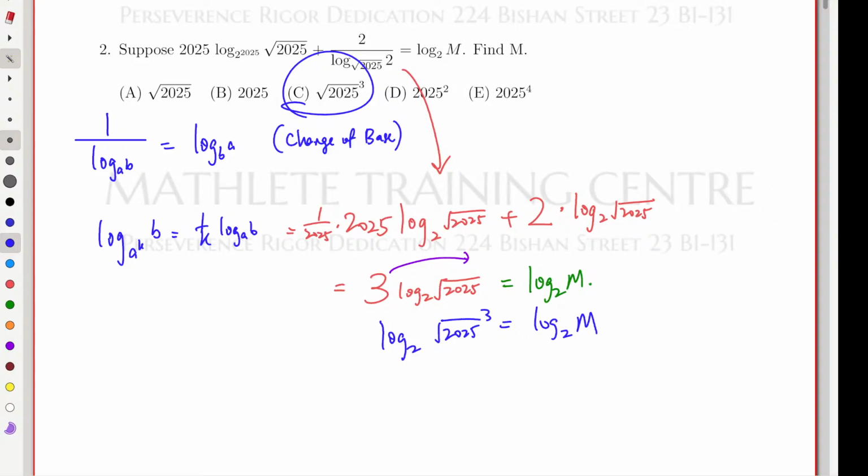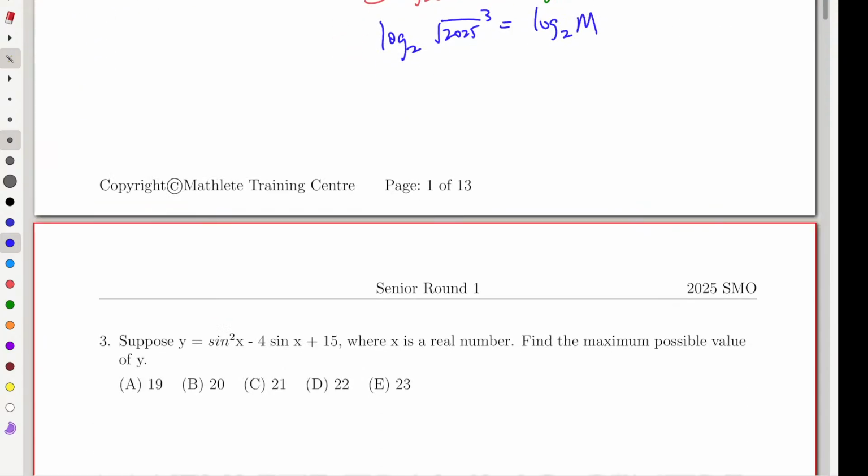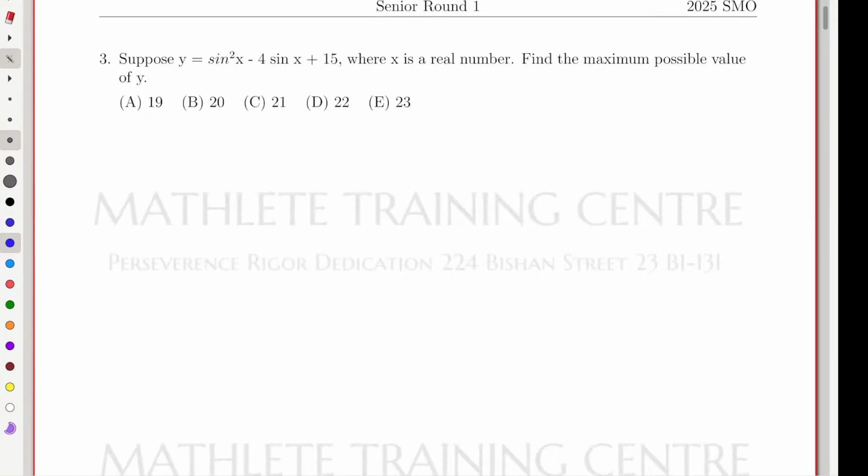Okay, next question, number 3 here. Suppose that y is equal to sine squared x minus 4 sine x plus 15, where x is a real number. Find the maximum possible value of y. So the idea is that we should treat this as a quadratic, right? If we let another letter represent sine x, for example, we let a be equal to sine x, then our expression is of the form y equals a squared minus 4a plus 15.